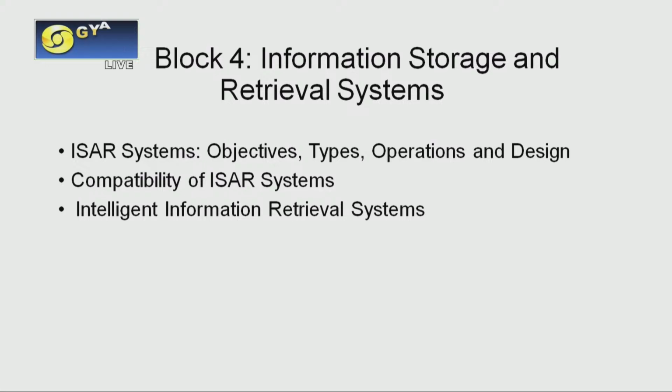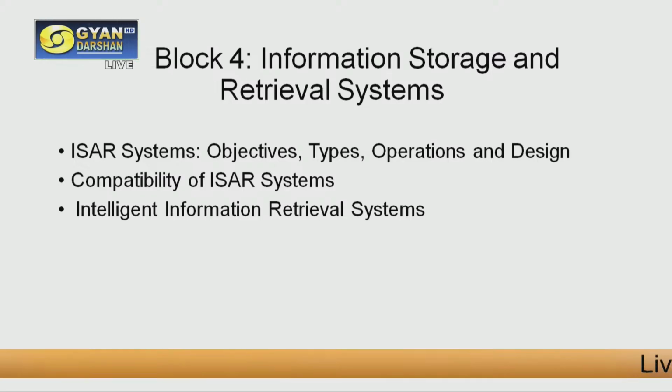Block 4 is on information storage and retrieval systems, because till now we have talked about tools, we have talked about how we have evolved, we have talked about rules and standards, and we have also talked about the intellectual organization of information. Now we have a discussion on information storage and retrieval systems. What is an information storage retrieval system? What are its components? And what are the principles that are involved here?